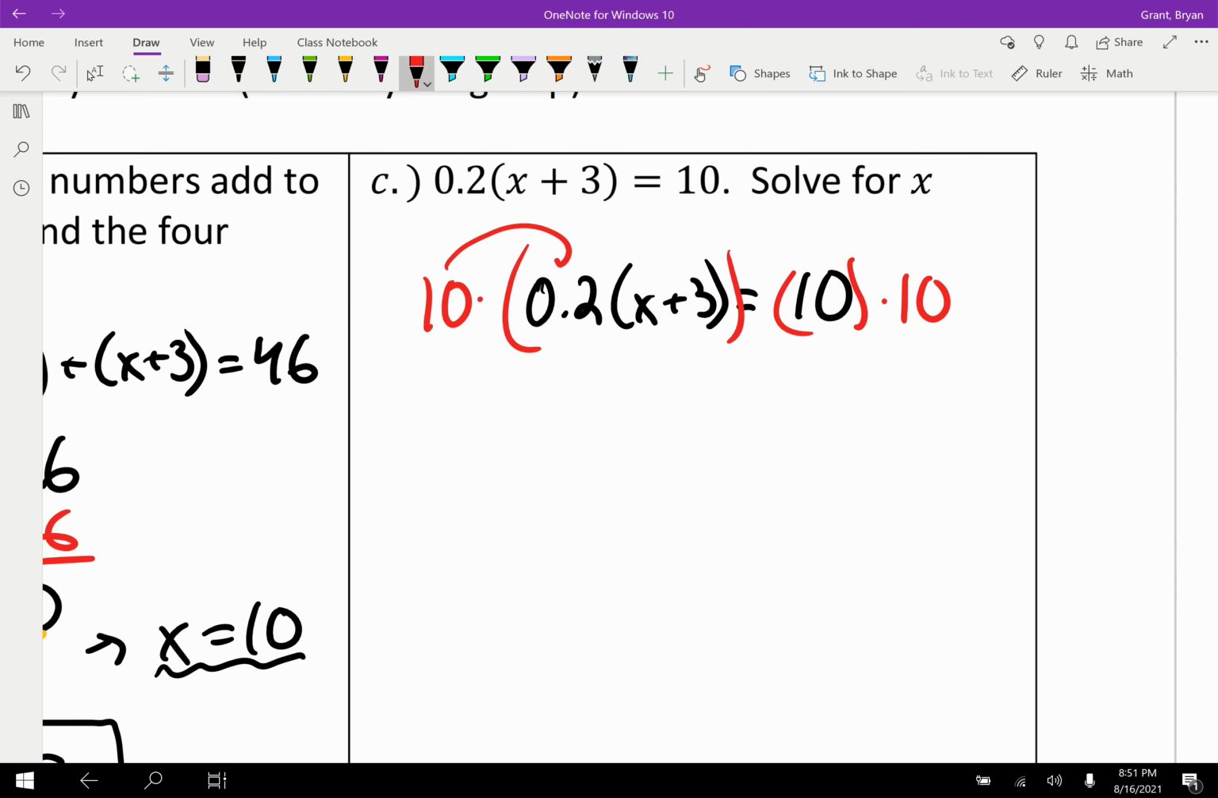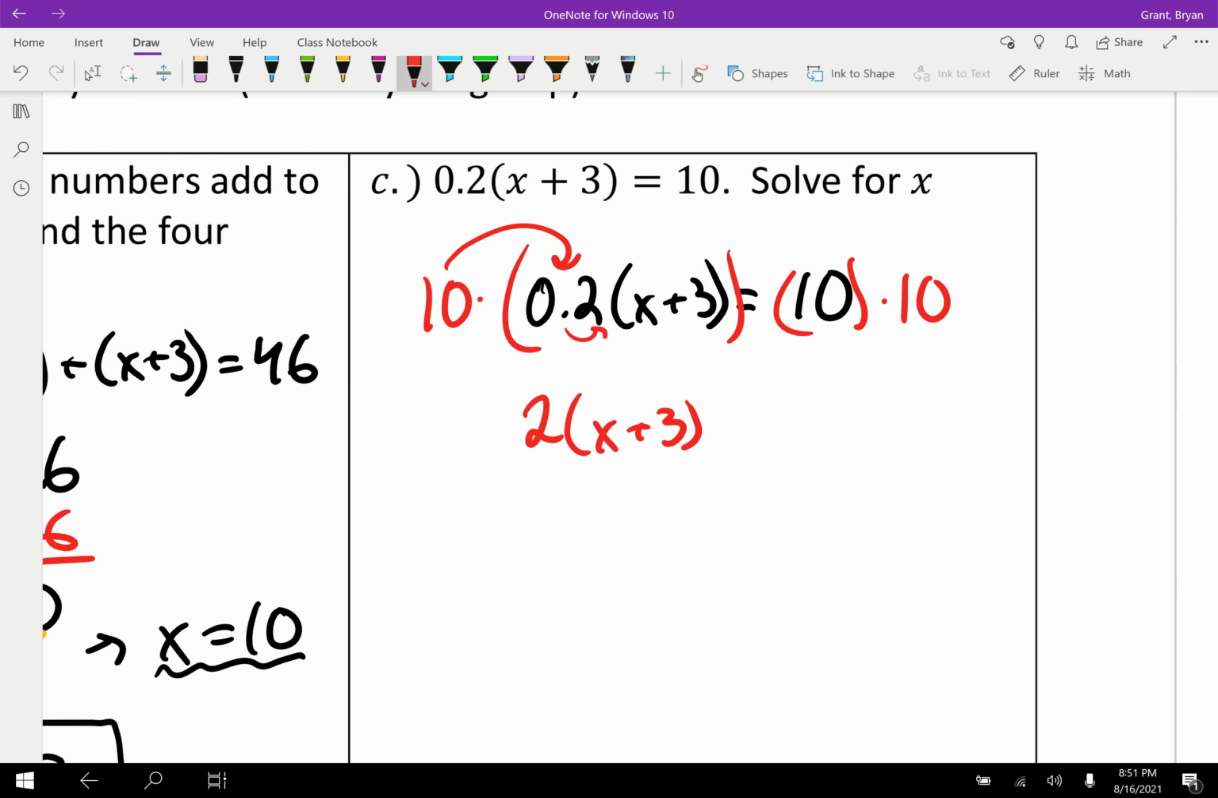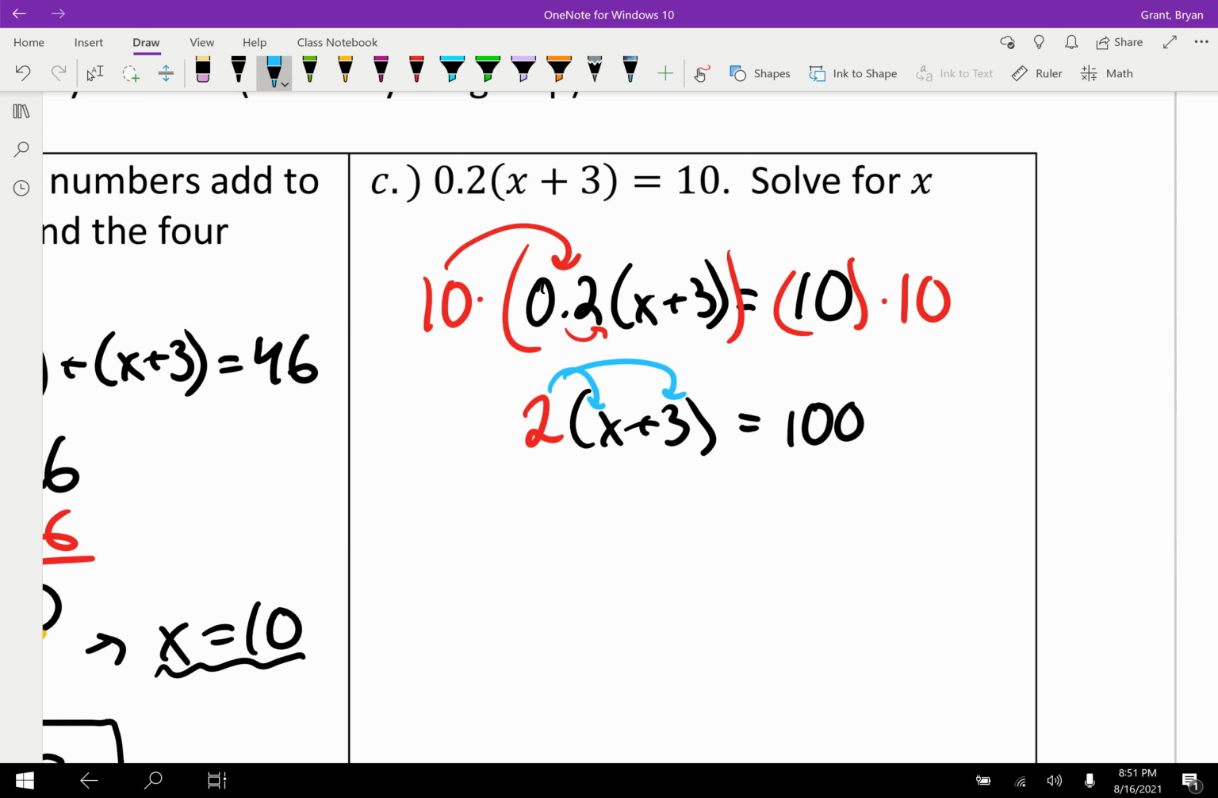I'm just going to distribute the 10 to the coefficient on the outside. It's going to move the decimal 1 over and give me 2. Inside of the parentheses stay the same. I'll have to change colors here. There we go. And the right side, 10 times 10 is 100. All right. Let's follow our distributive property. This gives us 2x plus 6 equals 100.